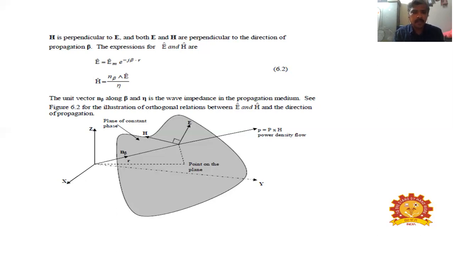Now the plane where all these things are spread out, we can call it the plane of constant phase. So this particular diagram gives the orthogonal relationship between the electric field intensity E and magnetic field intensity H, and of course the direction along which the propagation takes place.